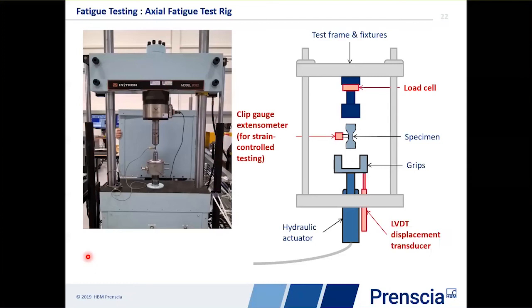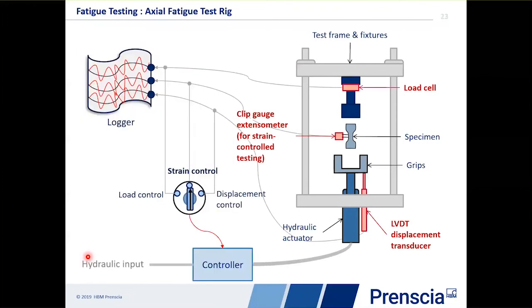You also see there a linear variable displacement transducer, looking at the displacement of that bottom set of grips. All of these are passed through a digital controller. We can control either in load control, strain control, or displacement control, and everything that you're seeing here is done in strain control.